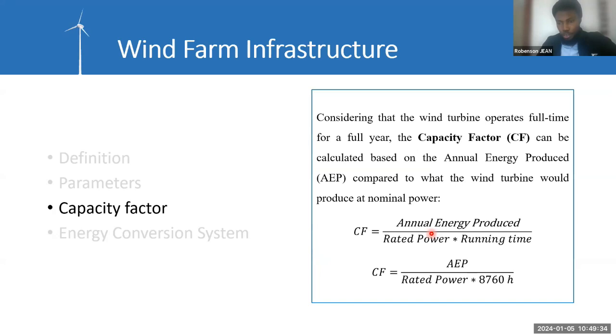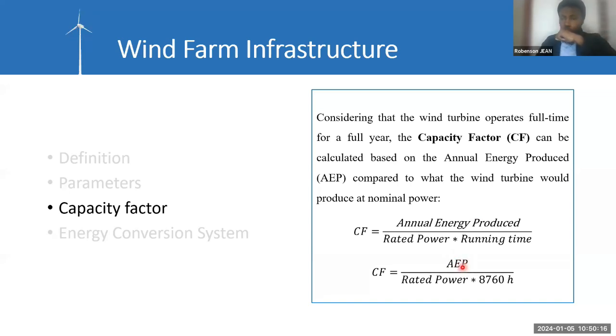Now we have the capacity factor. The capacity factor is when we compare the annual energy produced with the energy that the wind farm could produce. So this ratio gives us the capacity factor of the power plant. We can select a period, and generally the selected period is a year. So this is the number of hours in a year, this is the rated power of the generator, and this is the annual energy production.